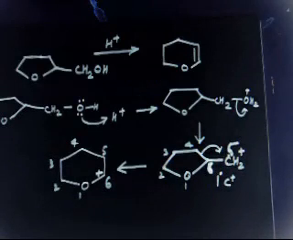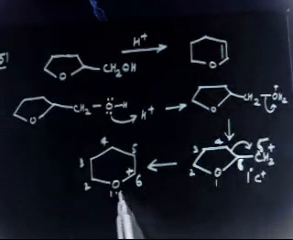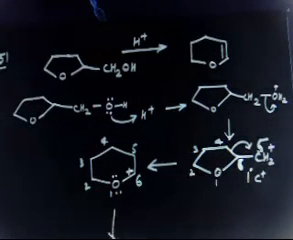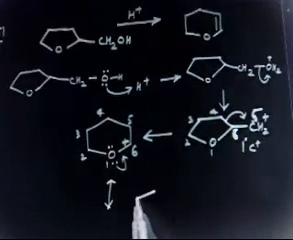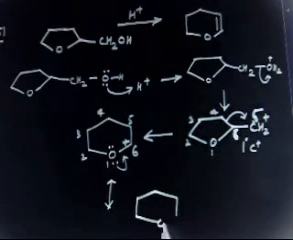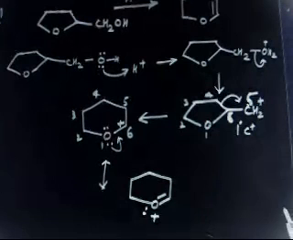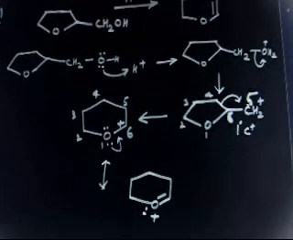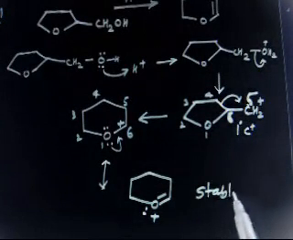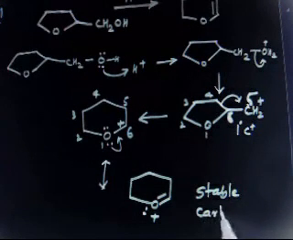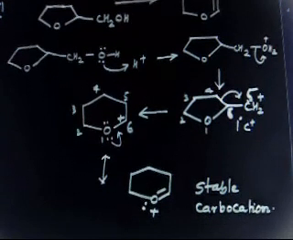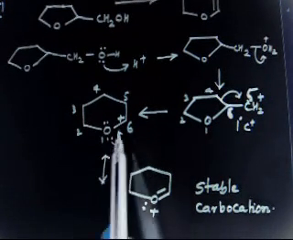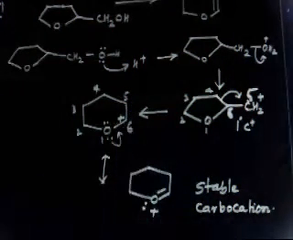Are you getting? And now this positive charge is basically resonance stabilized. So I can write one resonating structure for this, something like this. So this positive charge is resonance stabilized by lone pair of oxygen, and that makes this carbocation stable. So you can have a stable carbocation because of the resonance through oxygen. Now the next step is easy. You can lose H plus from here.